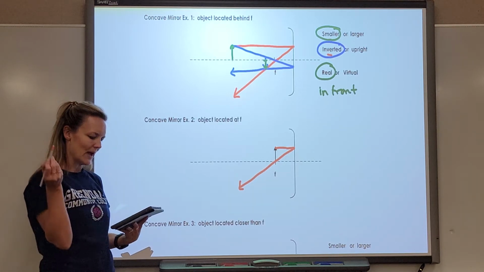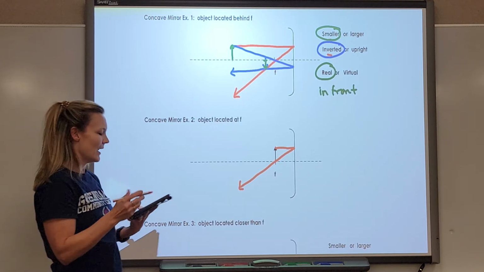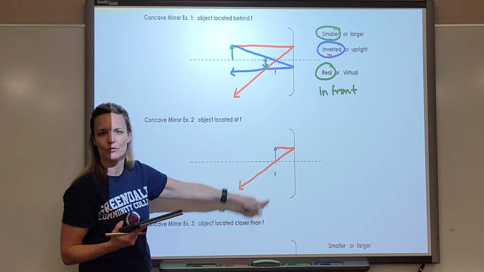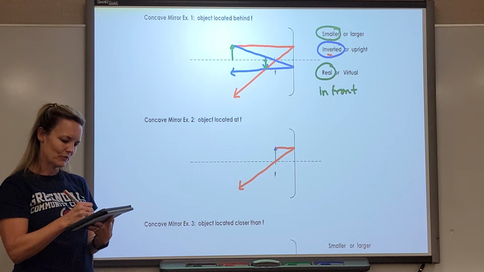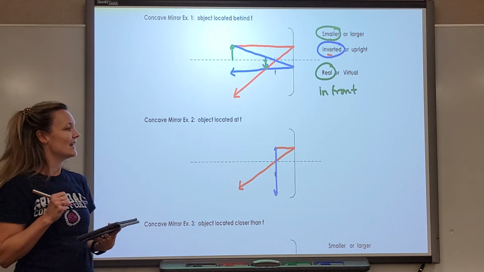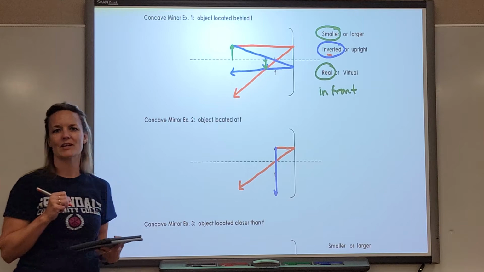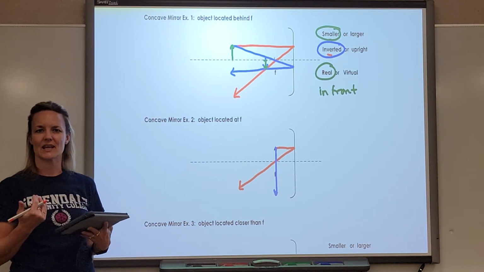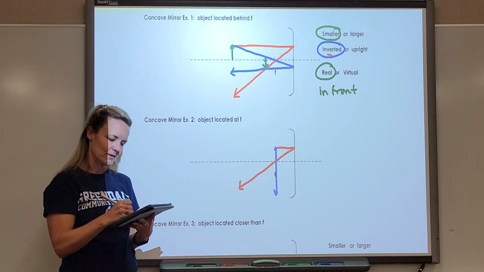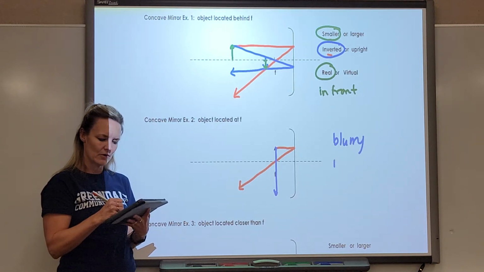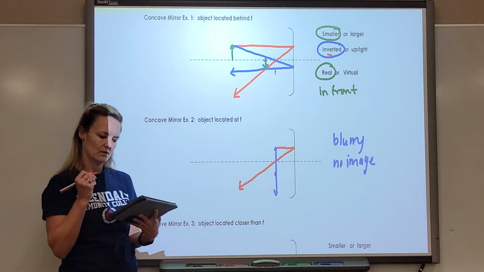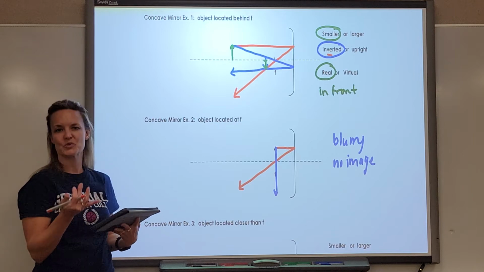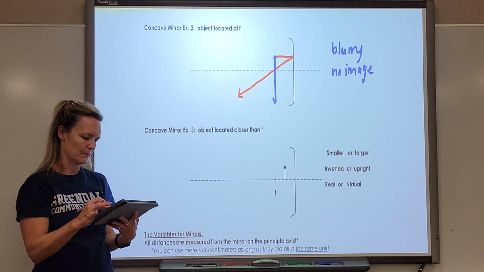Light ray number 2, back to my blue. This time, once again, always start at the top of your arrow, but it needs to go through the focal point. Notice, if you go through the focal point, that's straight down. That light ray is never going to hit the mirror. If the light ray doesn't hit the mirror, it doesn't bounce back, it doesn't make an image. The light rays can intersect, and what you have is something that is really blurry, and you get no image. And that is why it got blurry when we found the focal point of your spoon or a concave mirror.